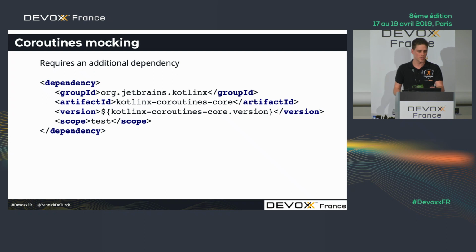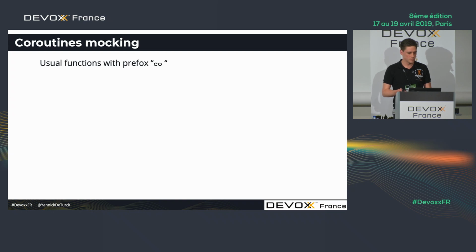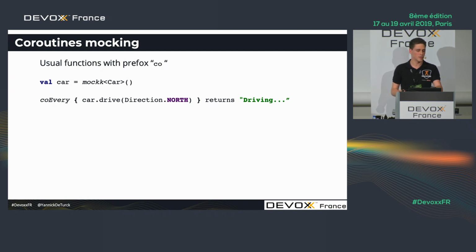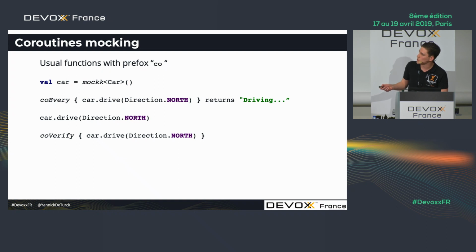So for coroutines mocking, we have to add this additional dependency in order to mock these. It's a dependency from JetBrains, so it's not something fishy or anything. And then you have the usual functions that you have for mocking these, but you just have to use the co prefix with them. For creating the mock, it's very similar, but let's imagine that our car drive method now uses coroutines. Well, we just have to prefix the every with co, so coEvery, and we would have to do the same thing with the verify statement right here.